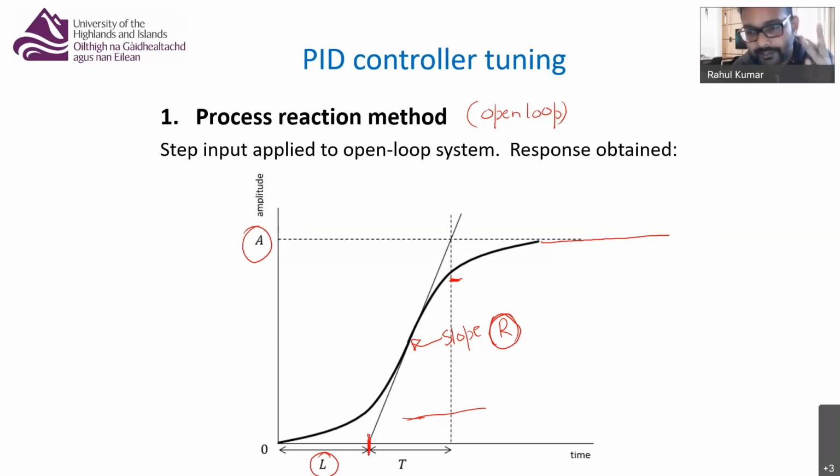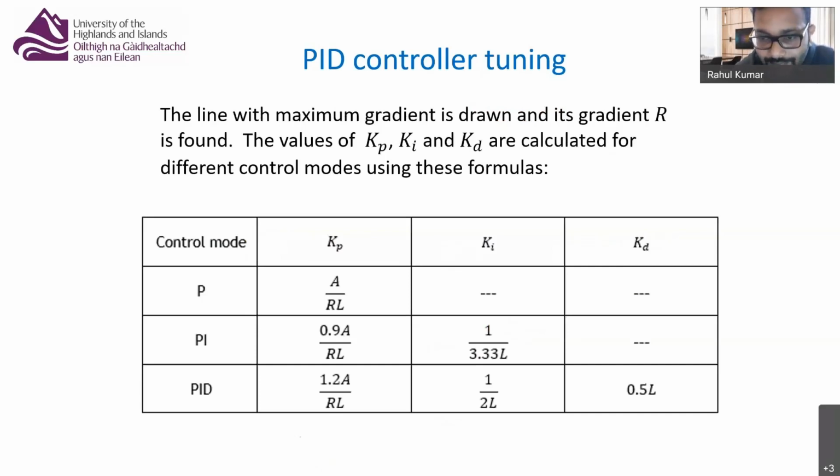So we calculate three values from the graph, and then we can use these equations, right? So we have the value of amplitude, we have the value of slope R, and we have the value of length L. So if you are using only proportional controller, obviously you would have to adjust the value of Kp. If you are using proportional and integral controller, you have to adjust two values, Kp and Ki, right? So you can use the two equations here.